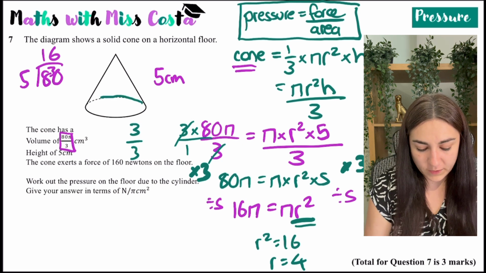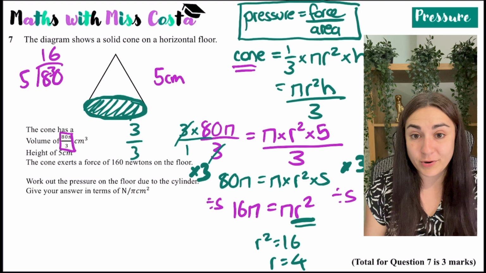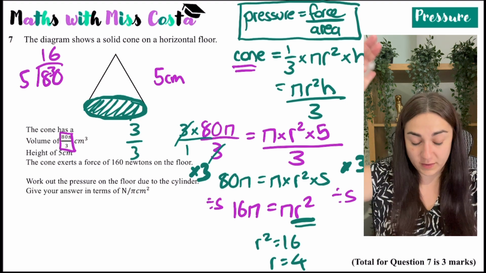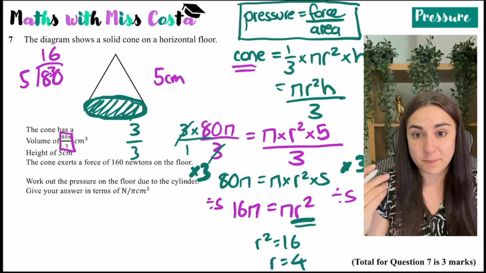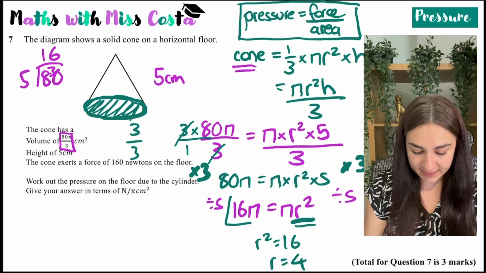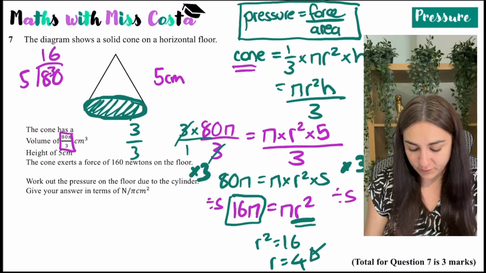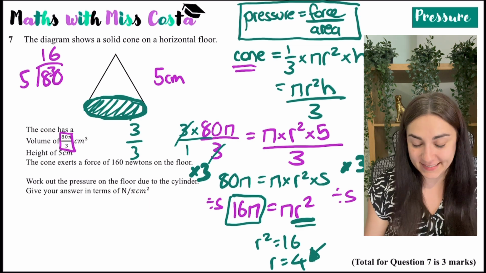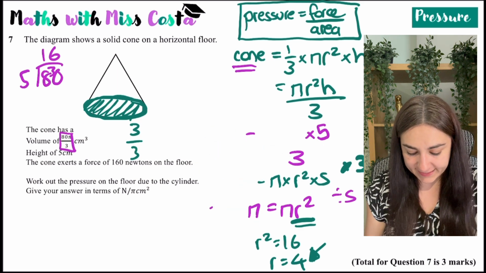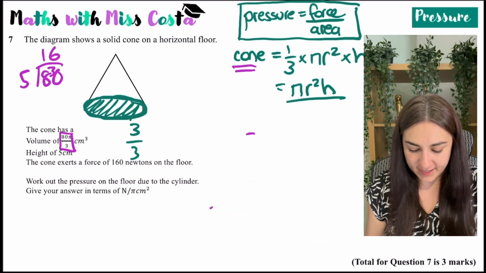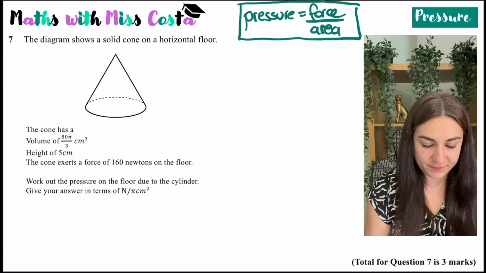But all you need to know is the area of the base, because whenever we're dealing with pressure, you're doing the force divided by the area that comes into contact with the surface. So that's just the base of the cone. So you could have just left it as 16 pi because you know that is the area. But if you needed to, you could have worked out the radius and then just done pi r squared and you'd get back to 16 pi. So I know that the area of the base is 16 pi centimeters squared. So thank you, volume of a cone, for that piece of information.